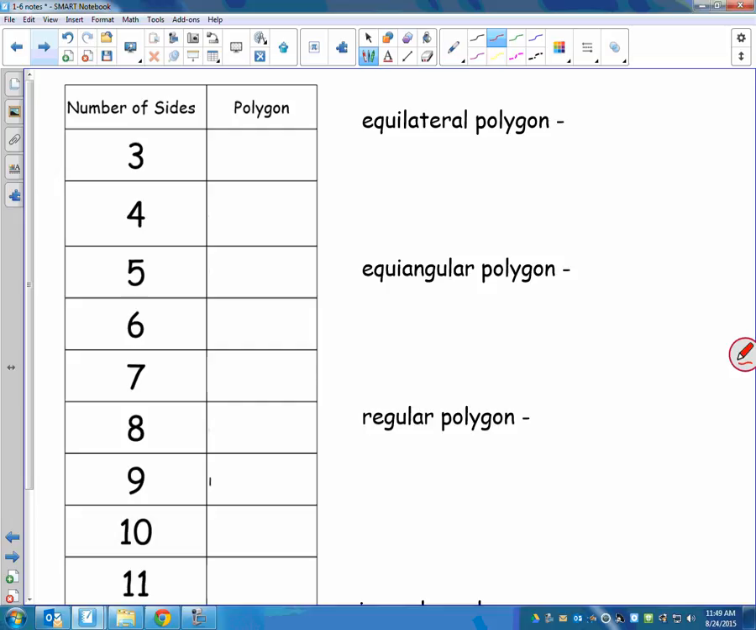So you need to know these names. Some of these should be very familiar to you. Some of these are not going to be familiar to you. But what is a 3-sided polygon called? A triangle. Tri meaning 3. Tricycle has 3 wheels. Triangle has 3 sides.